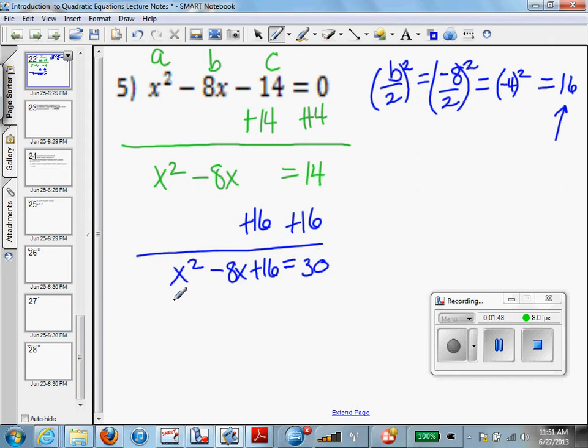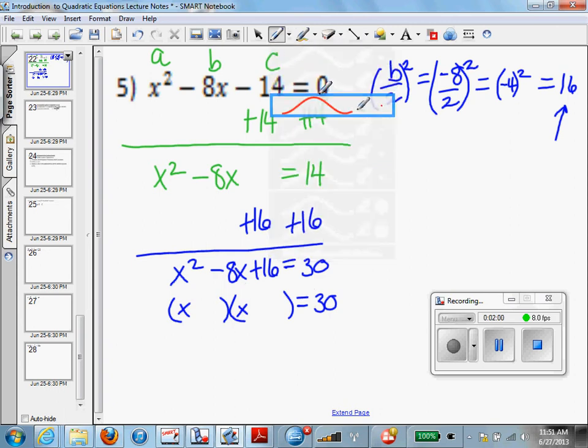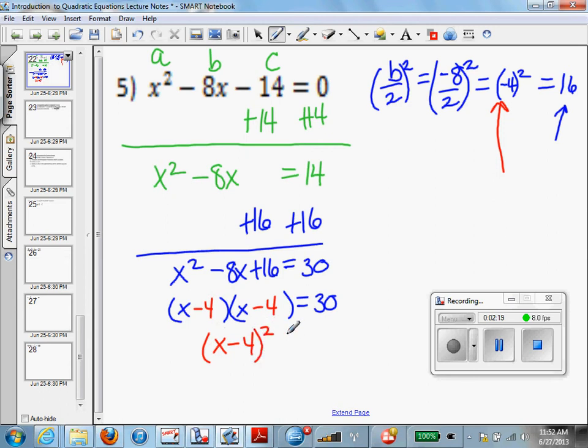Now we can break this down into our factoring of two terms. We're going to have x at the beginning of each set of parentheses, and now we want to grab the negative 4 from this piece where we divided b by 2. We have a negative 4, so place a negative 4 in each set of parentheses. And notice that you can now rewrite this as the term x minus 4 squared equals 30.